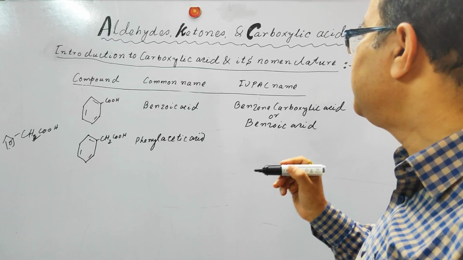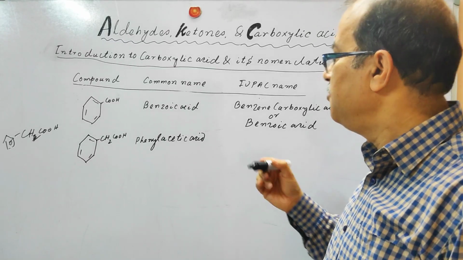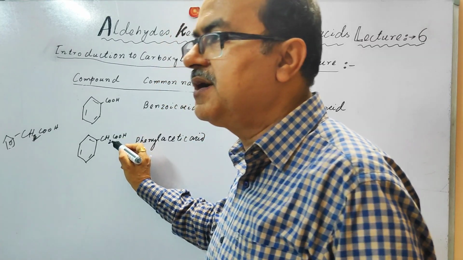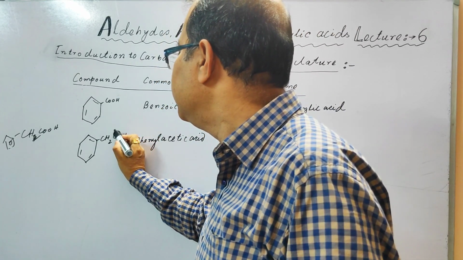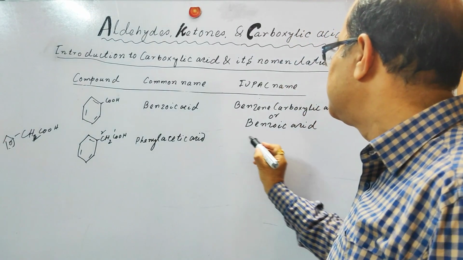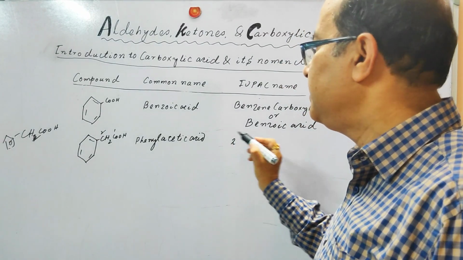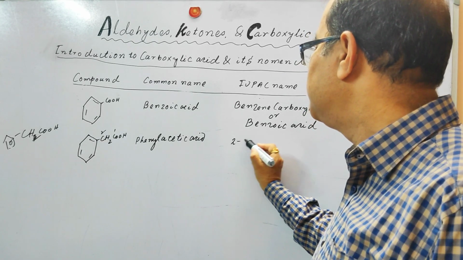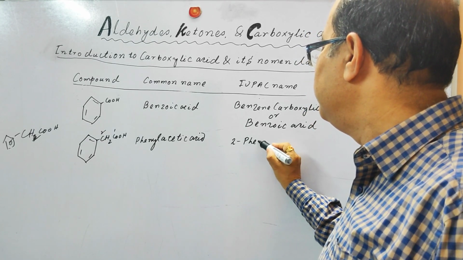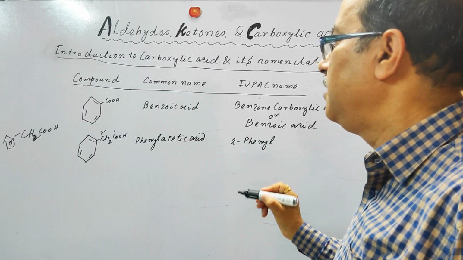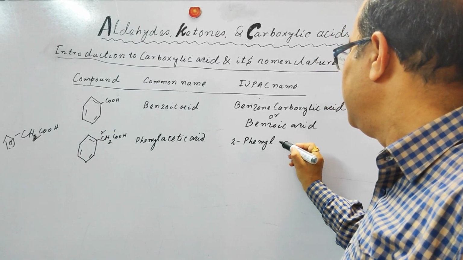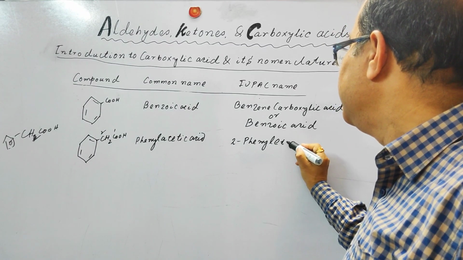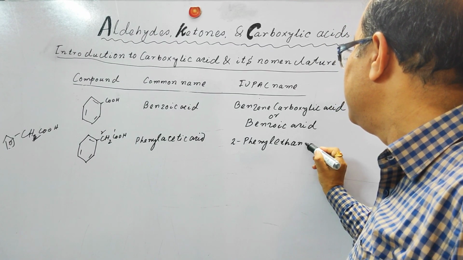Now what will be its IUPAC name? For that you have to number the carbon atoms, starting from the carbon of the carboxyl group: 1, 2. At position 2 there is a substituent, the benzene ring, which as a substituent is called phenyl. There are 2 carbon atoms, so it is 2-phenylethanoic acid.